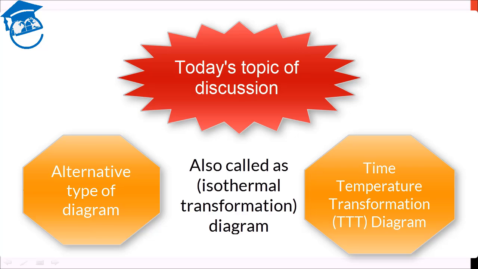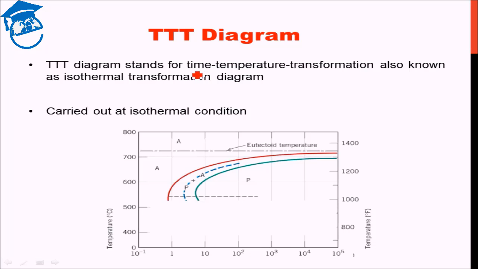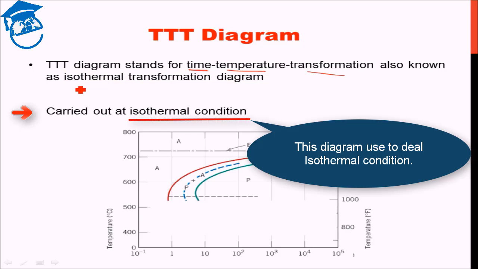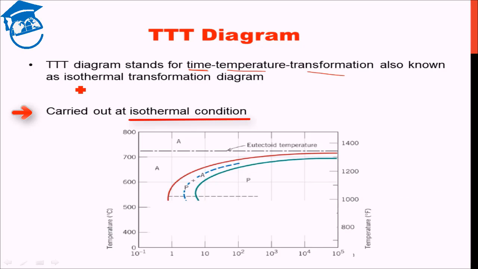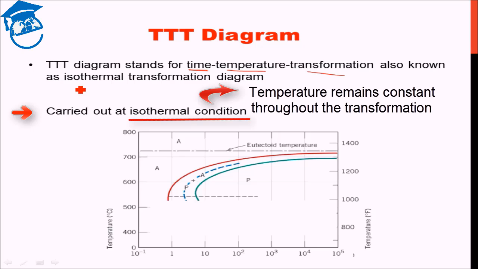Let us see the terminologies involved. Time temperature transformation. So basically we are talking about transformation but taking into account the time, that is the kinetics, and the temperature involved. The alternative name, isothermal transformation diagram, means that this type of diagram deals with isothermal conditions, that is, the temperature is maintained constant throughout the transformation.